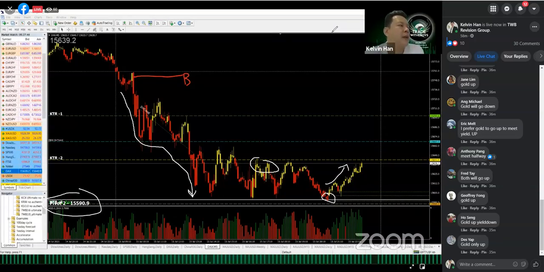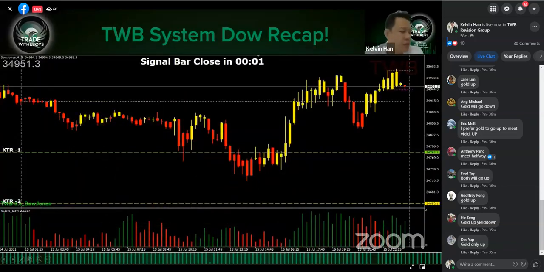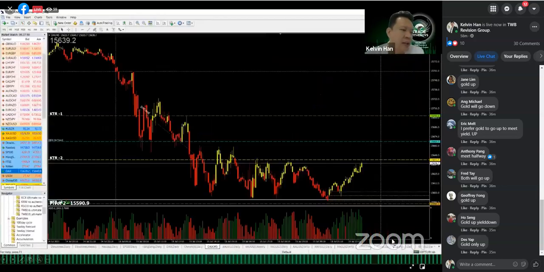If you follow the rules, there are ways to trade this market. Okay, so that is what happened to the Dow Jones, the DAX, and everything. Let's just look at the Nikkei.